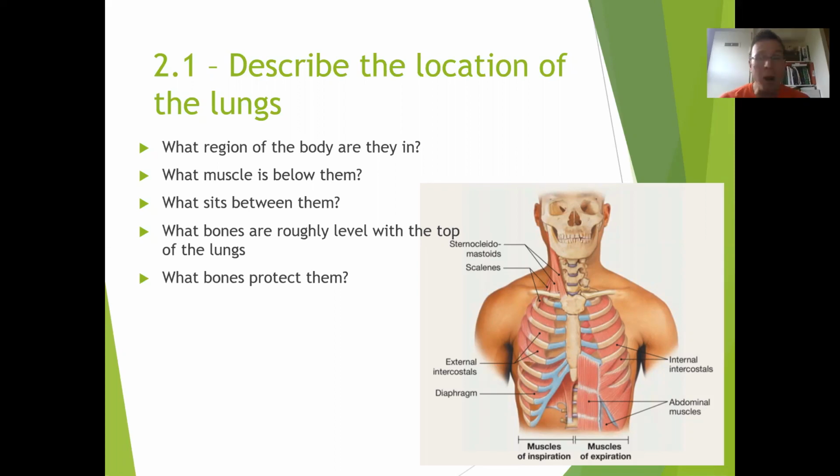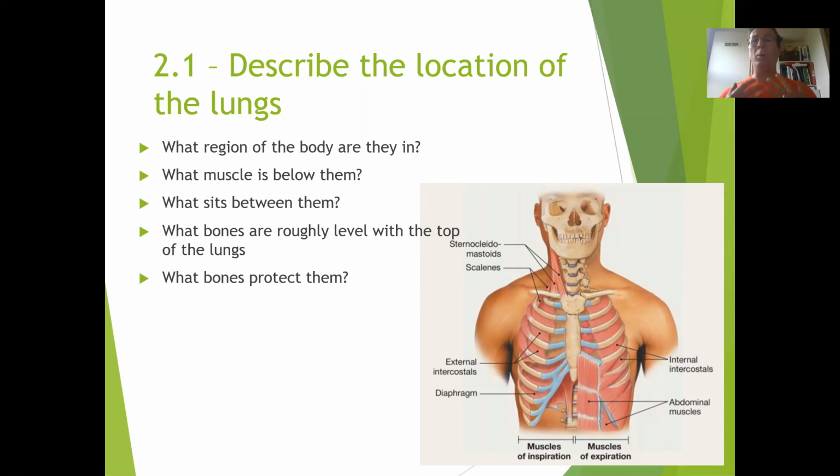The muscle below is the diaphragm. I think Adil has already come back with it, so it's great. So the lungs are located in the thorax or chest region of the body. The diaphragm sits directly below them. Good. Come on, let someone tell me what sits between them. What sits between them? Good, Caden. You've mentioned the diaphragm as being the muscle that sits below them. Well done.